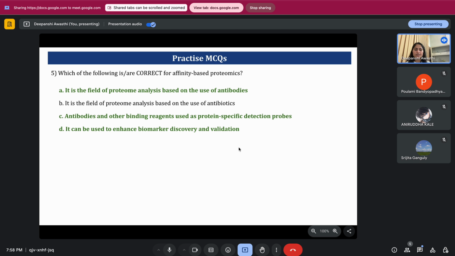So yeah, ACD are correct, because antibiotics are not related to affinity-based proteomics. The proteome analysis is based on the use of antibodies and not antibiotics. Then antibodies and other binding reagents are used as protein-specific detection probes. So if you want to identify any specific protein, you have to design the antibody which is complementary or specific to that protein so that you can identify that particular protein in your sample. And then it also enhances biomarker discovery and validation. So yeah, this is also true.